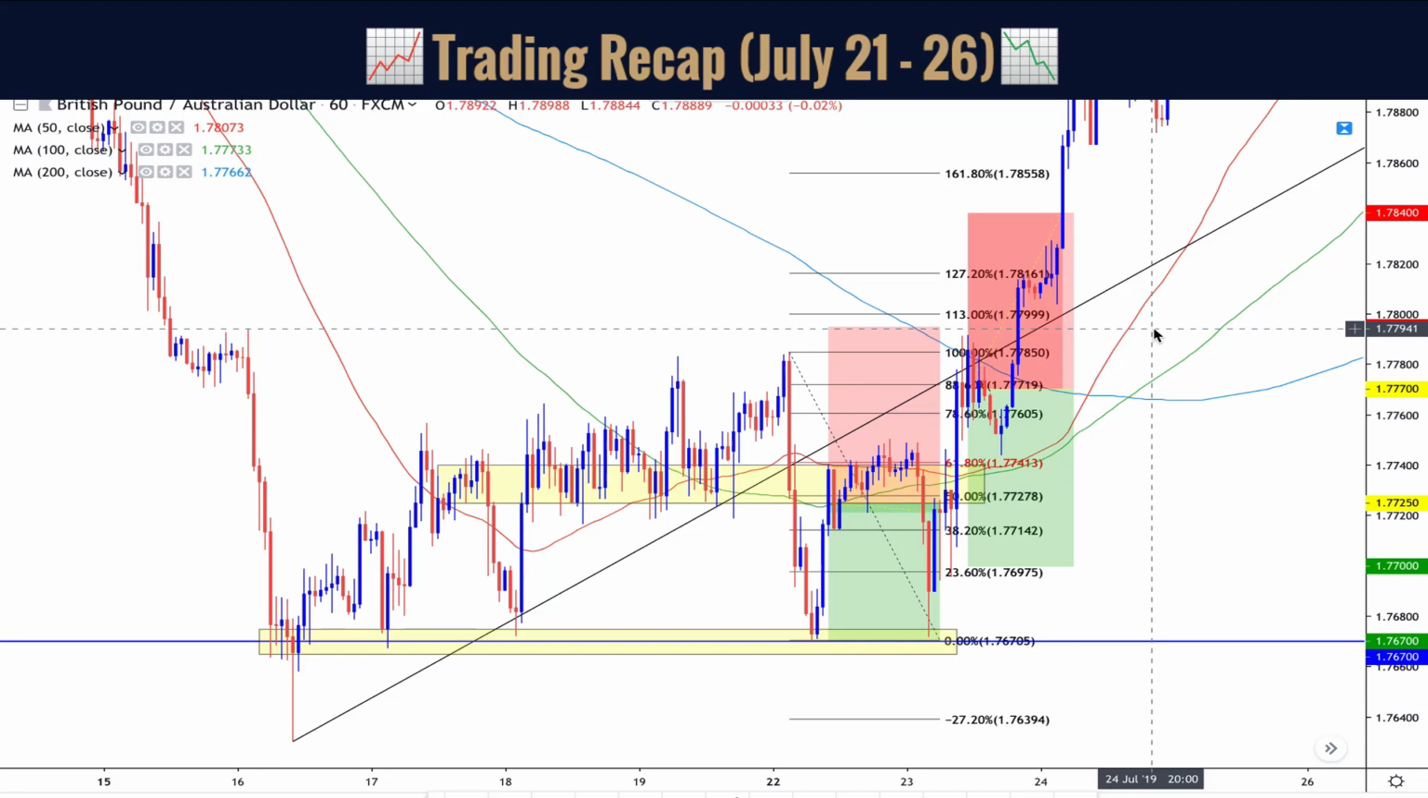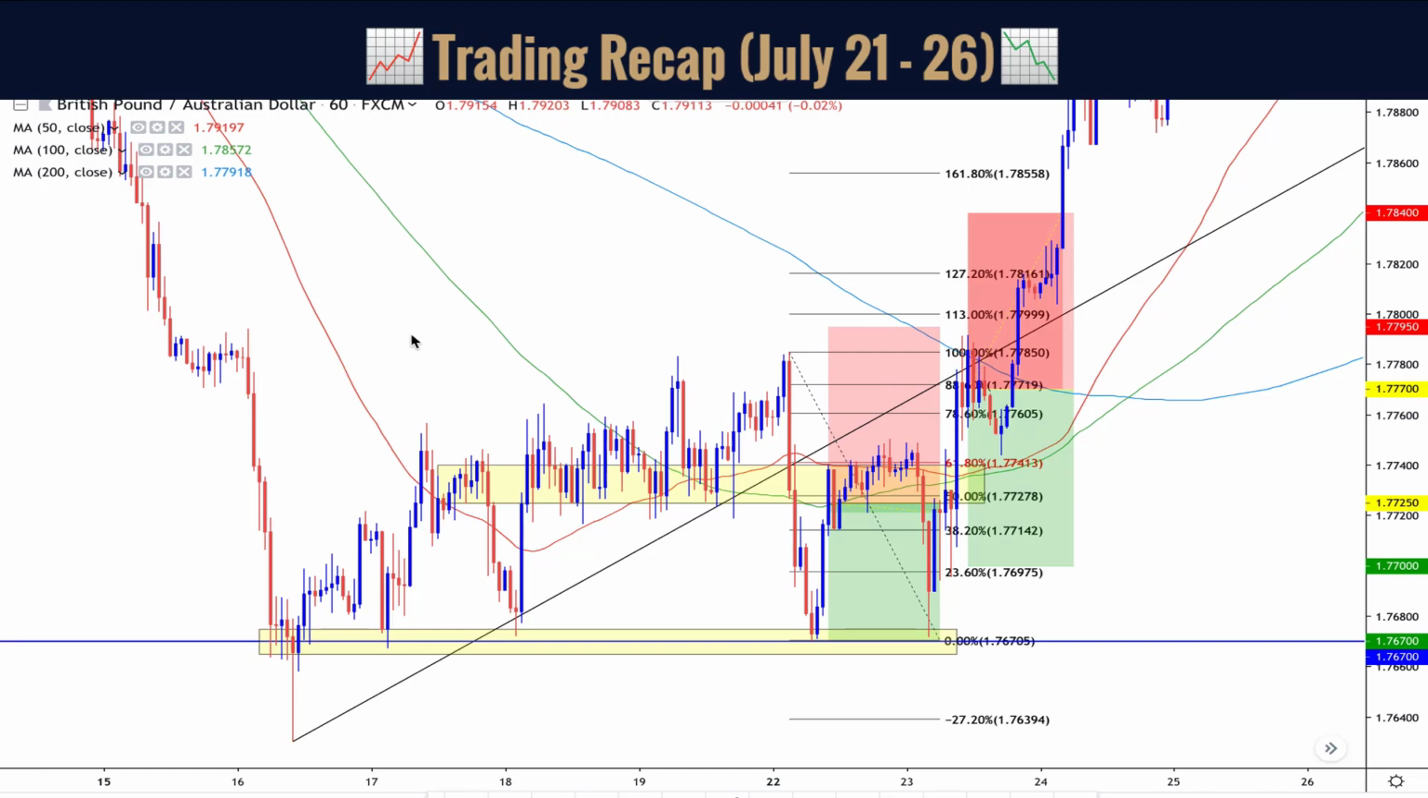So for the past week of trading, from Sunday, July 21st till Friday the 26th, we had 6 opportunities: 2 trades on GBP AUD, one on AUD USD, one on GBPJPY, and GBP NZD and Euro AUD. So starting off with GBP AUD, on which we got 2 opportunities.